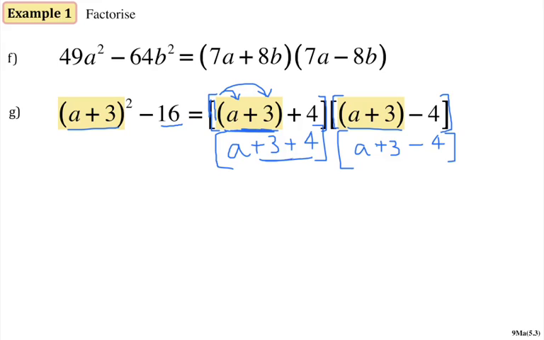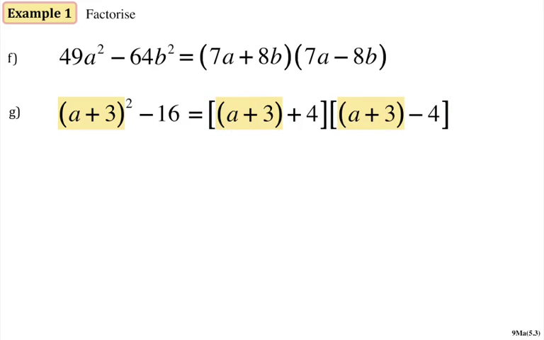Now what's 3 and 4? 7. What's 3 take 4? Minus 1. So let's see how we can write this answer. A plus 7 and a take 1, because the 3 plus 4 give the 7, and the plus 3 take 4 gives minus 1. A much trickier question.